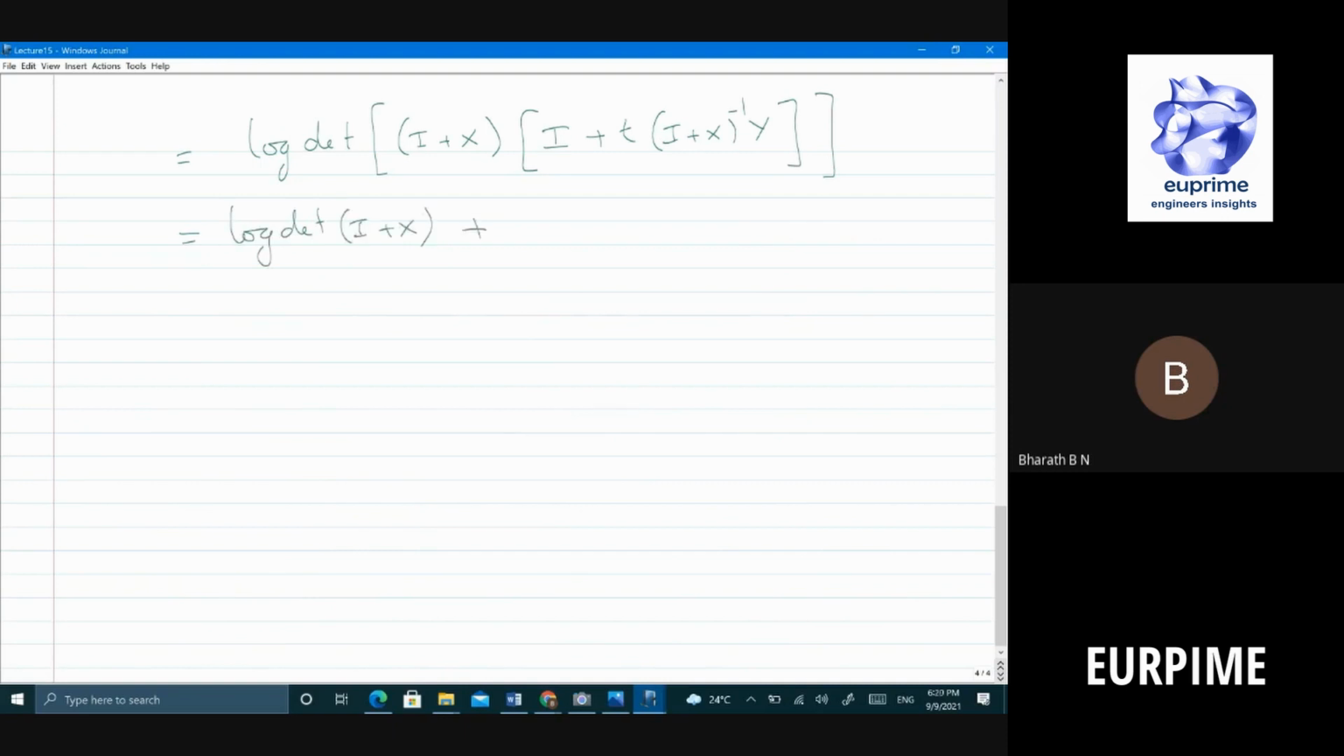plus, what is the next term? The next term is this: identity plus t times identity plus x inverse y. Okay. What is the next step?